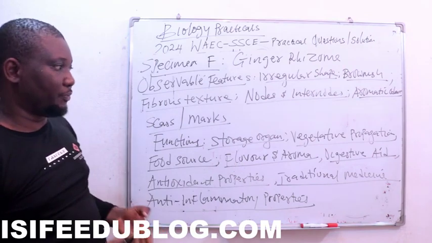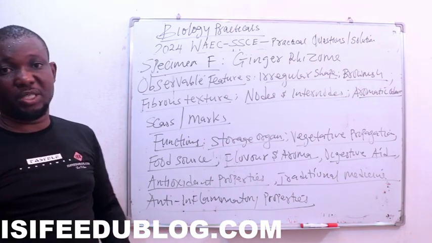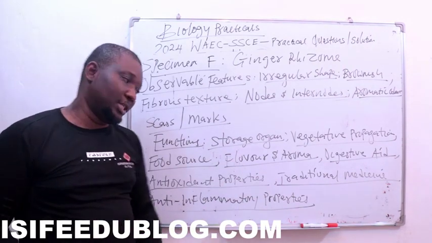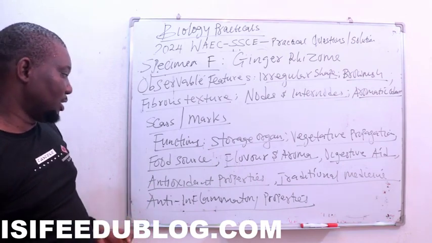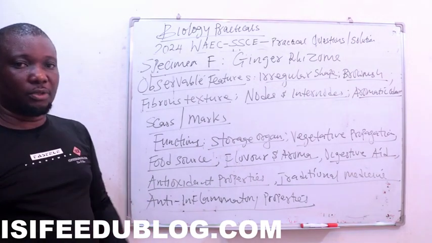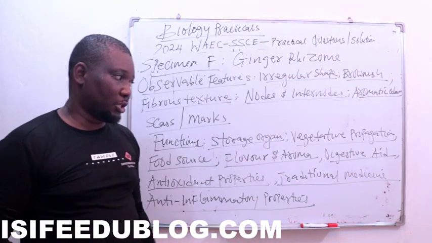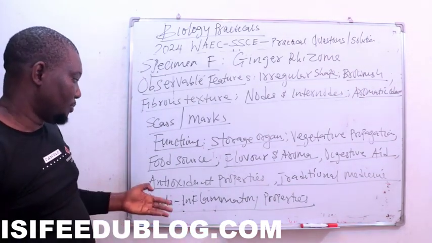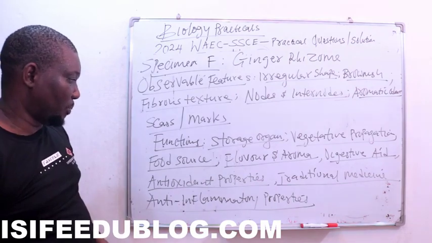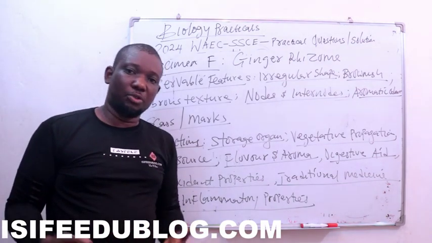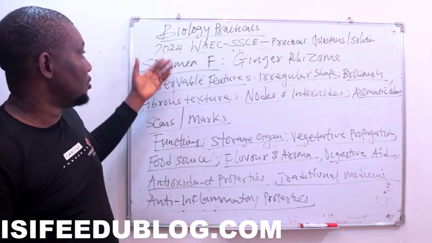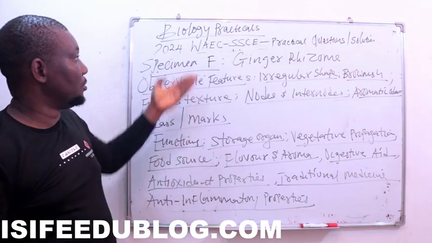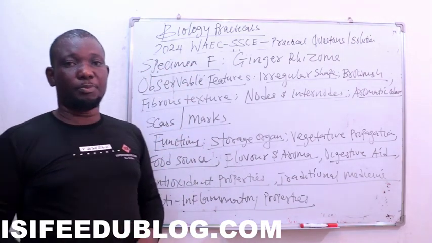So use it for digestive aid. If there is a problem with digestion, it alleviates that discomfort. It has antioxidant property for reducing oxidative stress. Traditional medicine also uses it, with the belief that it can cure one or two illnesses. It also has an anti-inflammatory property, so it can be used as a painkiller. These are what we're discussing here on this specimen.